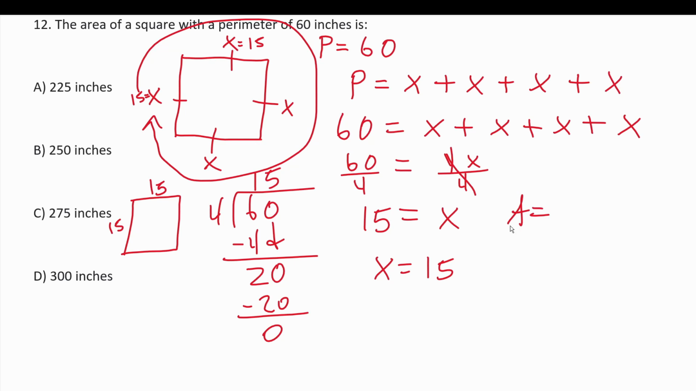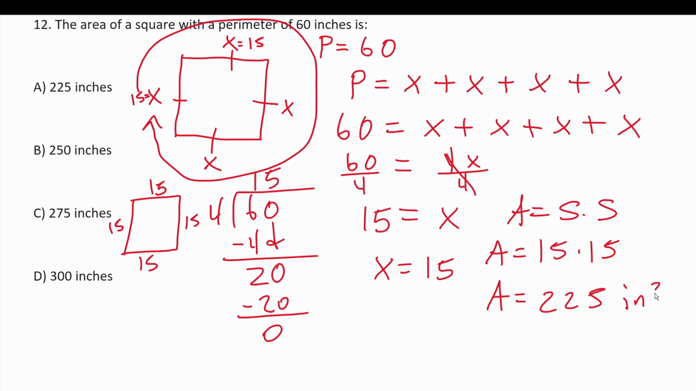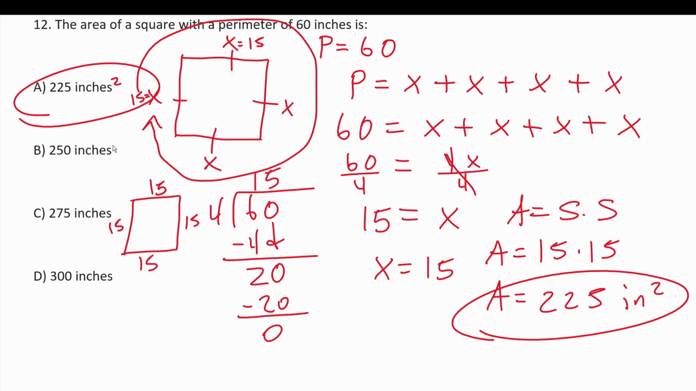To find the area of a square, it's simply side times side. And we know what the sides of the square are. They're 15 all the way around. So the area is side times side, which is 15 times 15, or 15 squared. But you should know, especially if you looked at my reference sheet, that 15 squared is 225. So the area of this square is 225 inches squared.